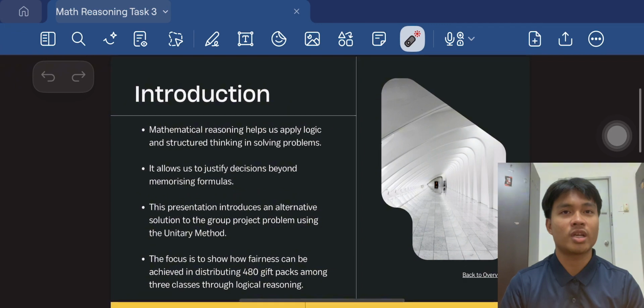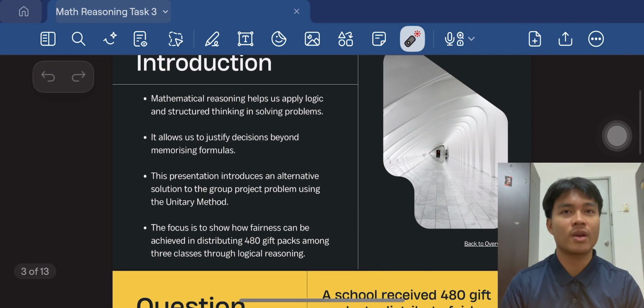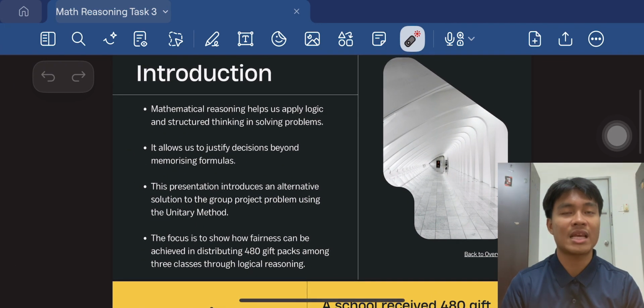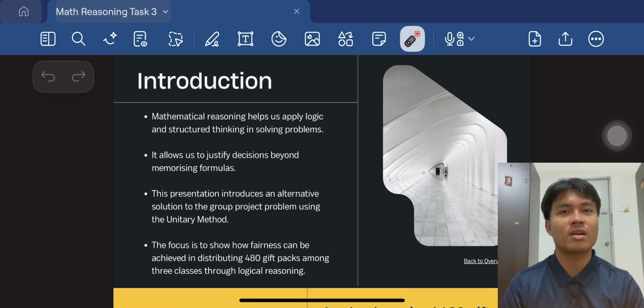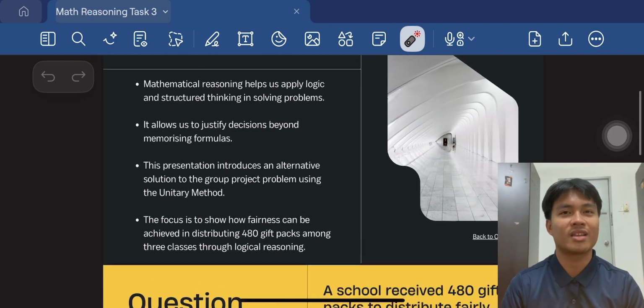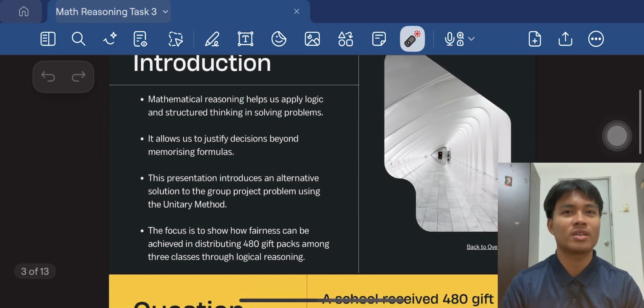So in this project, I'm presenting a different way to solve the same problem that my group worked on earlier. Instead of using the ratio and proportion method, I will be using the unitary method, which I personally find simple and easier to explain. Alright, now that you know what this is about, let's move on to the problem itself.